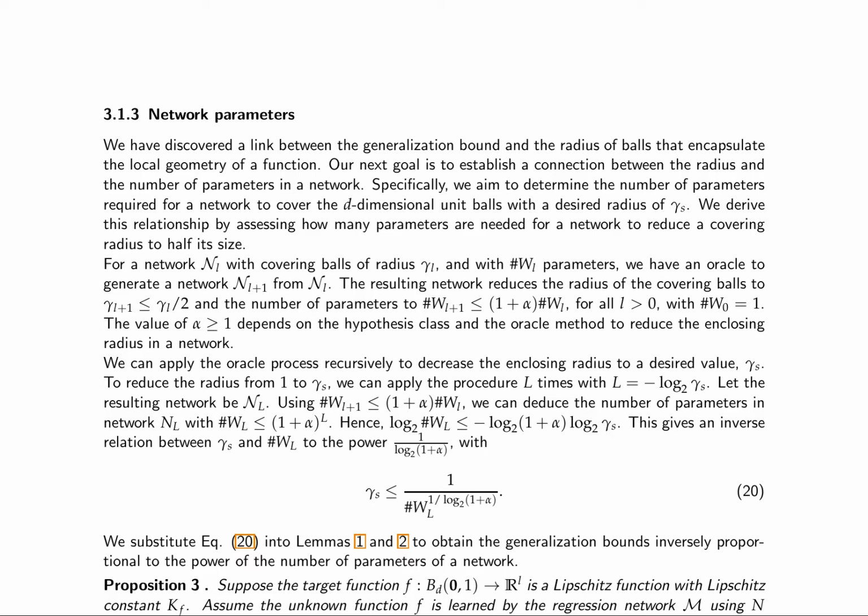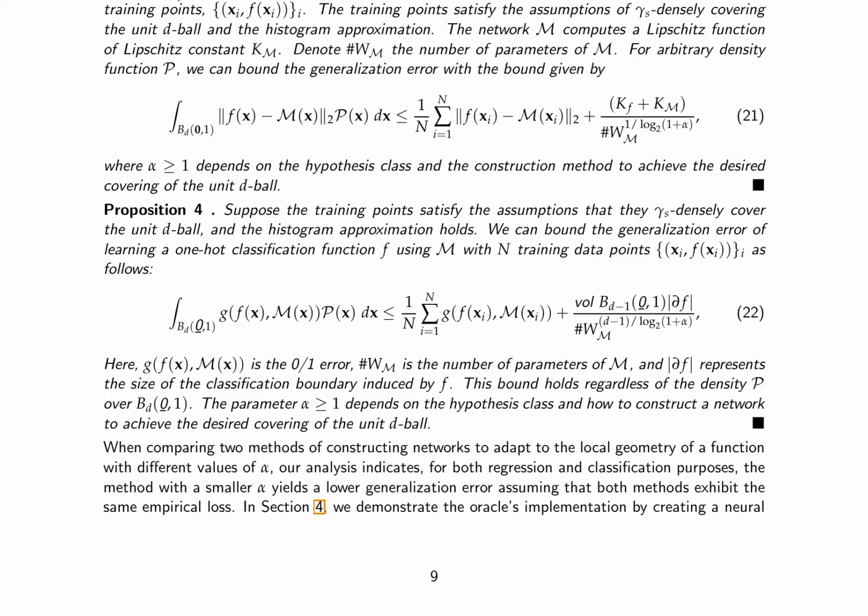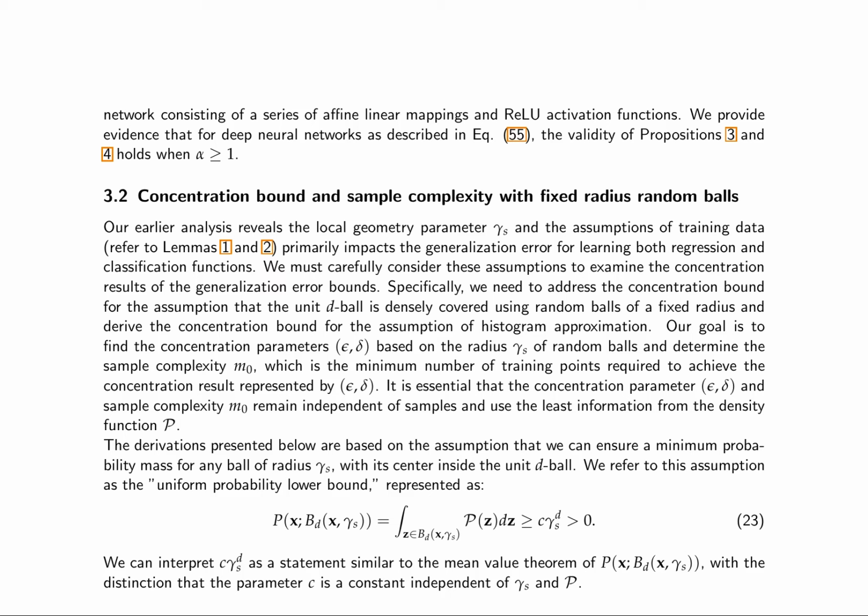The research focuses on establishing a connection between the generalization bound and the number of parameters in a network. It explores how the number of parameters affects the network's ability to cover the d-dimensional unit balls with a desired radius. The study introduces the concept of an oracle process to recursively decrease the enclosing radius to a desired value, gamma s. This process is linked to the number of parameters, demonstrating an inverse relation between gamma s and the number of parameters. The analysis also delves into the concentration bound and sample complexity with fixed radius random balls, aiming to find the concentration parameters and sample complexity.